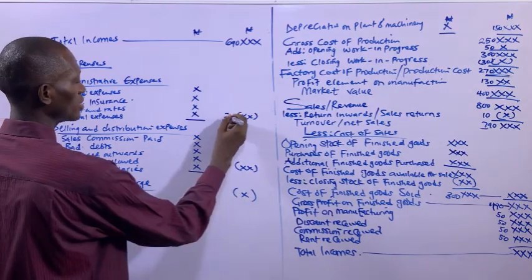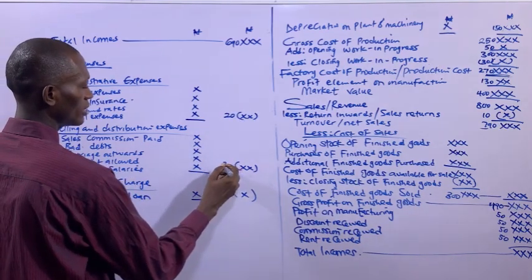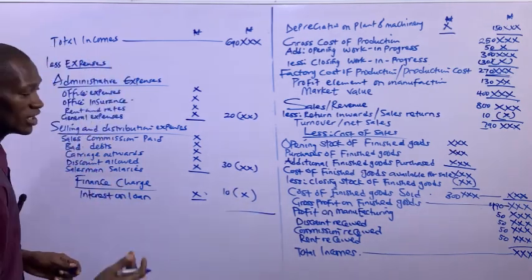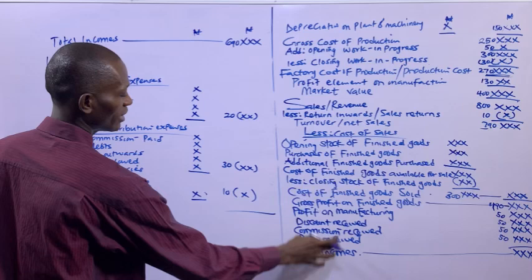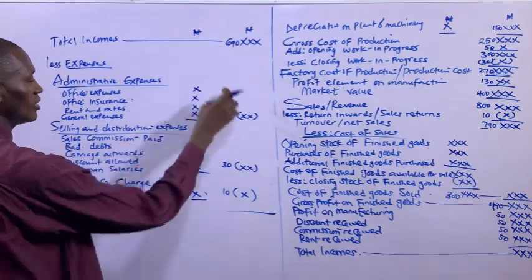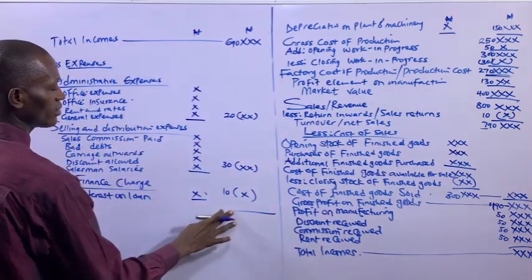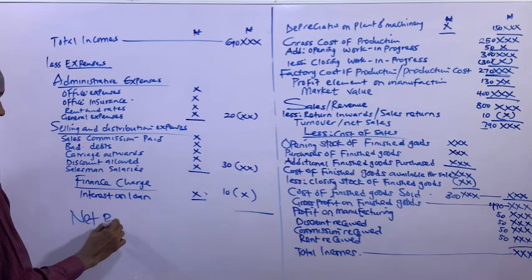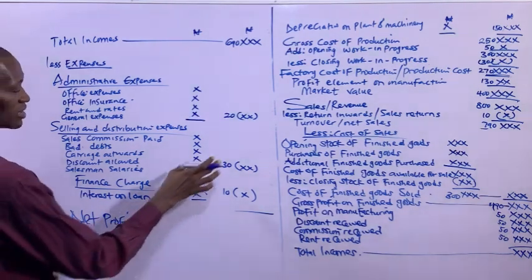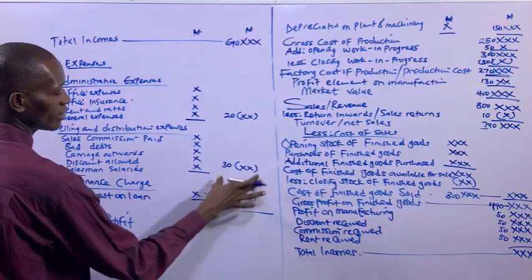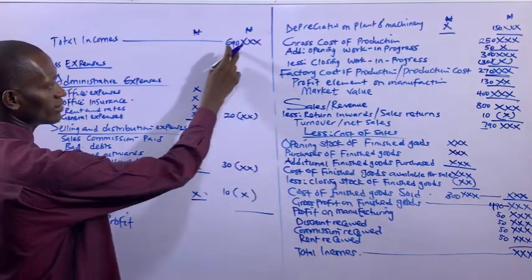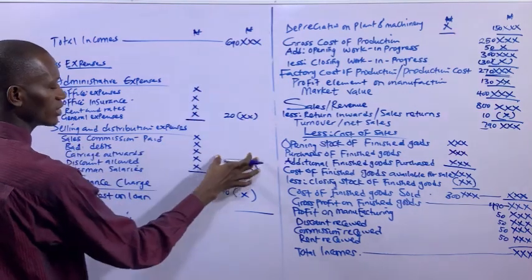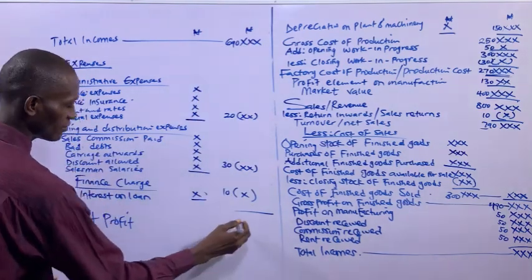Let's say this is 20, this is 30, and this is 10. Then your net profit is gross profit plus other income. So this is the total income. Then you less all the expenses. So you are going to be having your net profit. You can also have net loss. Don't forget. That means if the total expenses here, these three, are greater than this, you are going to be having loss. But since this is greater than these three, then you are going to be having profit.